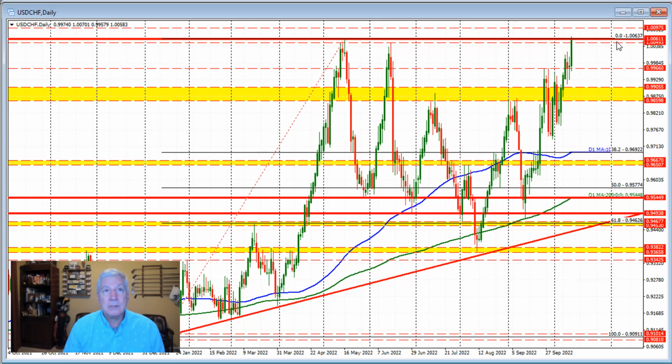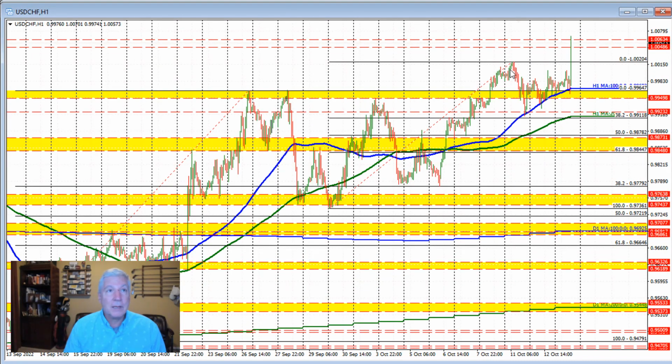We're currently trading at 1.0059, which is just below the 63 level. Obviously, there's some apprehension at that level, at these highs through here. We will see if the momentum can continue for that currency pair.